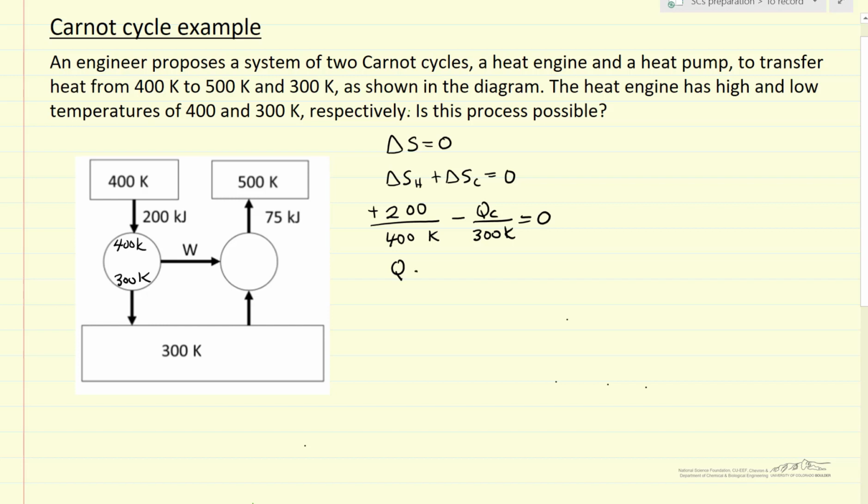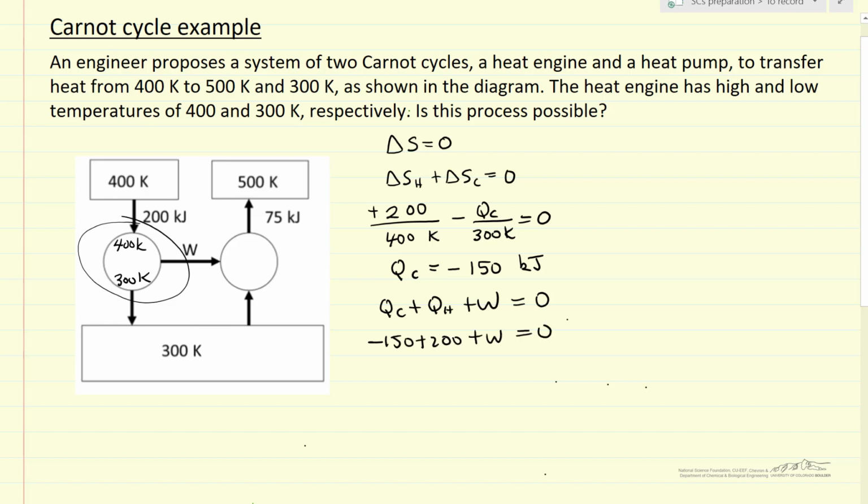For a cycle, that has to be equal 0. So that means we can solve for QC. And that is minus 150. And these are kilojoules. Of course, they would be kilojoules per some time, but we're just going to work on basis, say, of 1 second or 1 minute. If we have QC, we can use the first law to determine W, namely QC plus QH plus W, where this is a balance around the heat engine, would equal 0, minus 150 plus 200 plus W equals 0. So W equals minus 50 kilojoules.